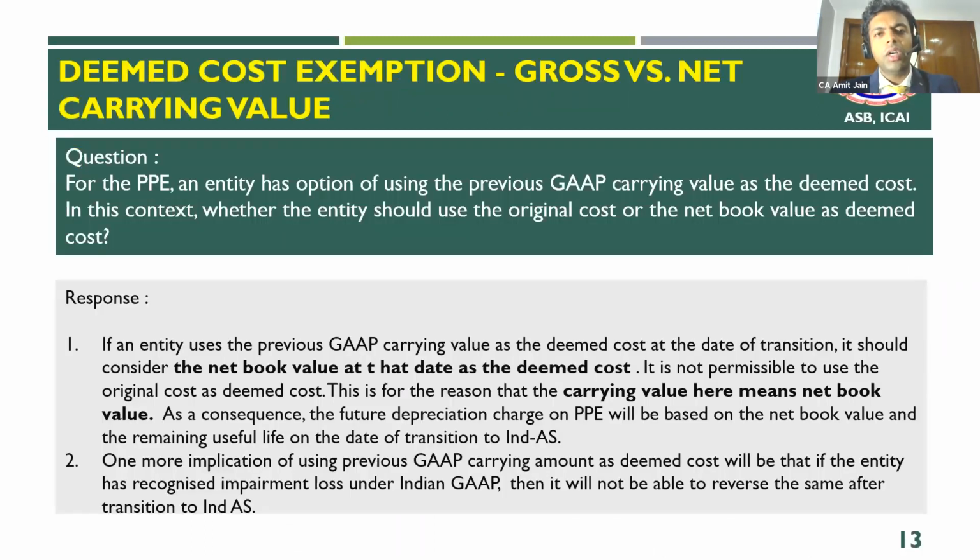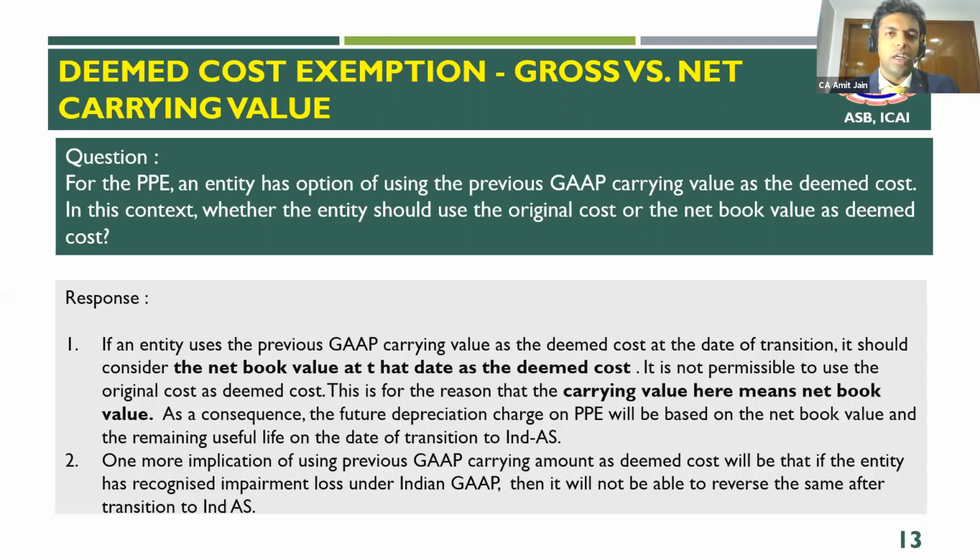So what is the meaning of carrying value exemption? Carrying value exemption means whatever the number was appearing as of 31st March 2018 as per the signed and audited financial statements, those numbers will become the opening numbers as on 1st April 2018, which is the transition date in our example, right? Now the question is, what is the carrying value? Carrying value means the gross value minus accumulated depreciation minus impairment loss, which is called the net carrying value.